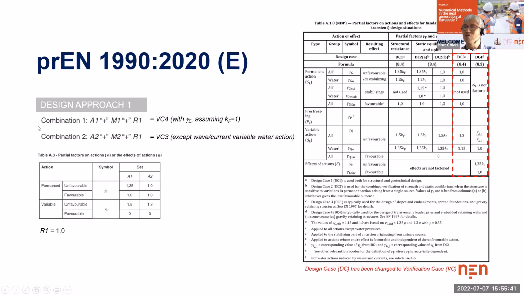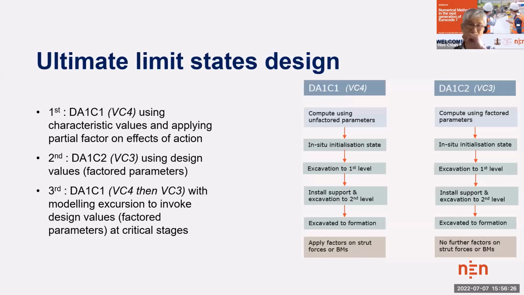Verification case 4 is equal to combination 1, obviously with the consequence factor of 1. And verification case 3 is equal to combination 2, except obviously a bit of greater than 1 partial factor being applied to variable load, which is coming from wave or current sorts of action. So because of that, what I did in the past using design approach 1 is pretty much relevant to what we do in the future in the next generations of Eurocode.